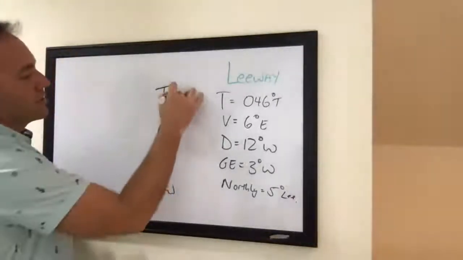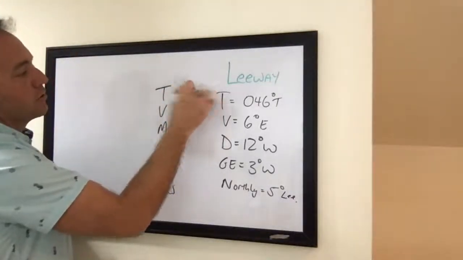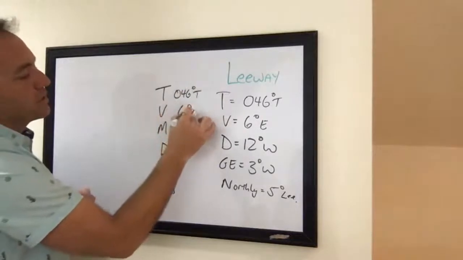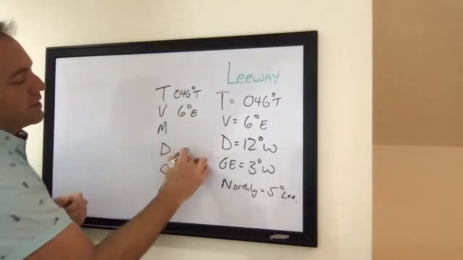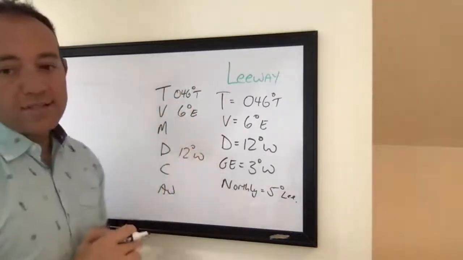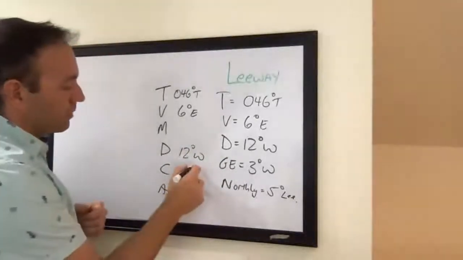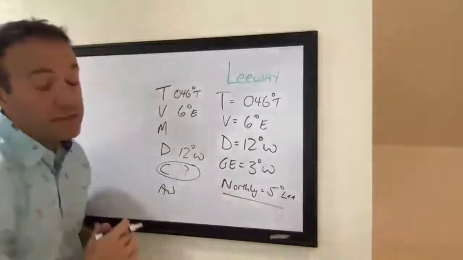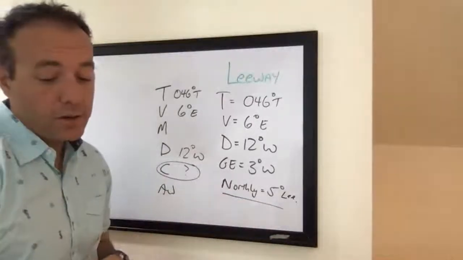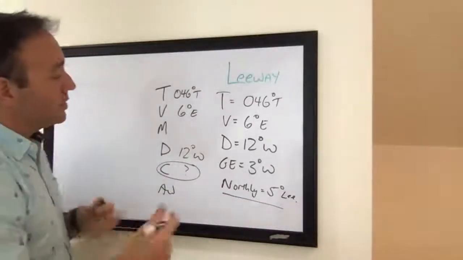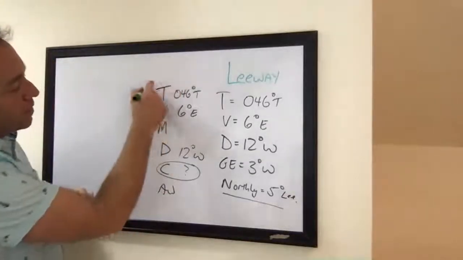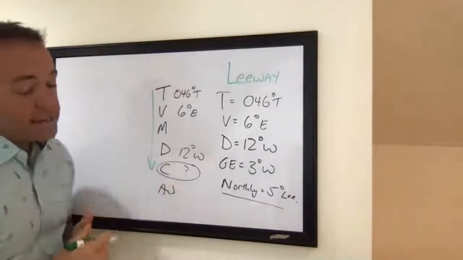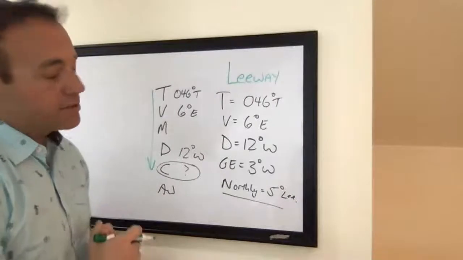True is given to us: 046 true. Variation was given to us as 6 east. Deviation was given as 12 west. And we're looking for the course to steer, but we have to account for that leeway too, so there's a little step at the very end we have to talk about. So let's solve what we don't know. Working our way through the acronym, we're adding westerly things or subtracting easterly things.